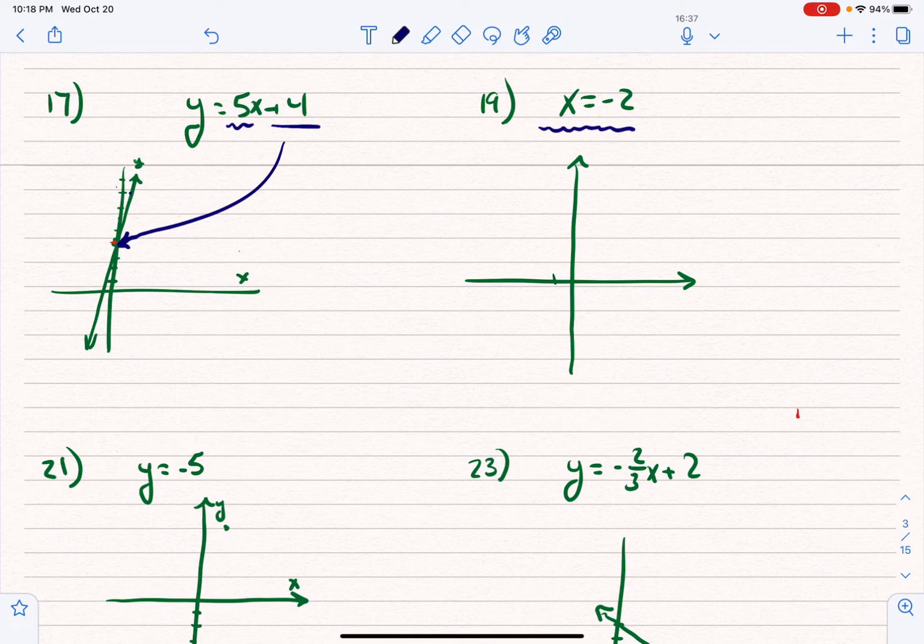If you got this one right, then you either remember some stuff from Algebra 1, or you looked it up on how to do it, or you are just a natural-born superstar, which is possible. But here's the deal. With x equals negative 2, this is an odd one.